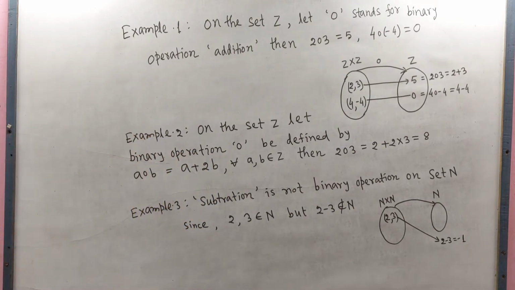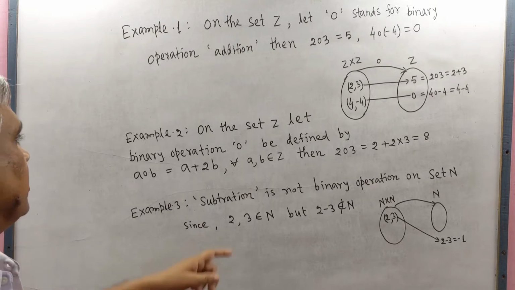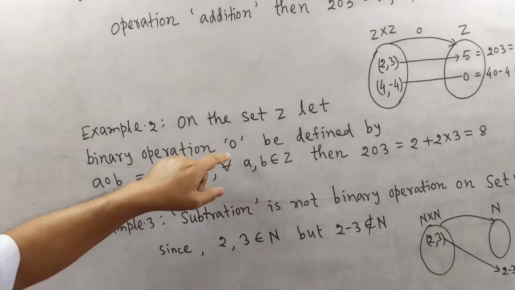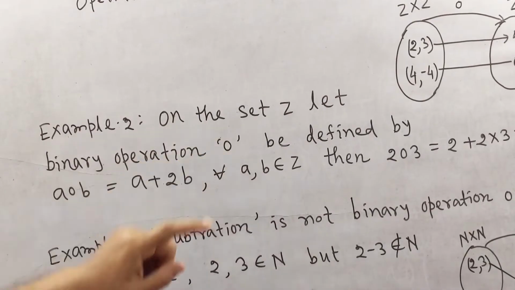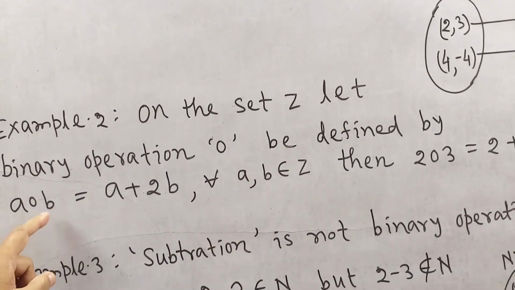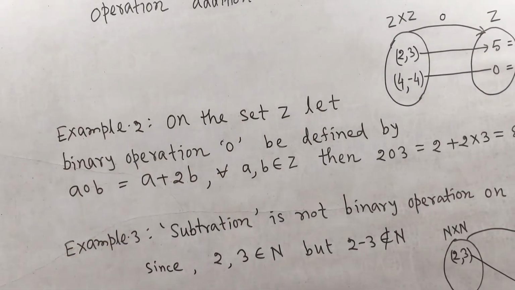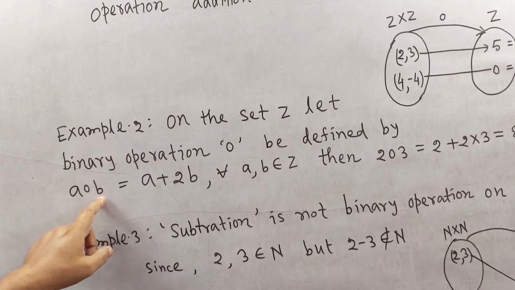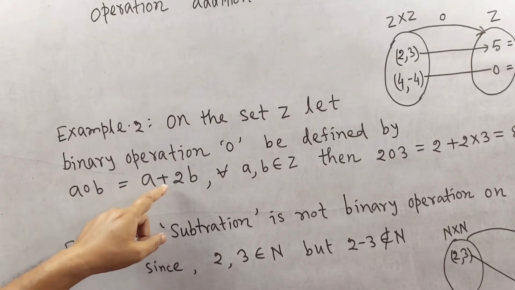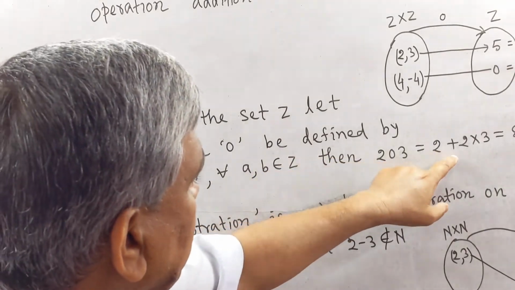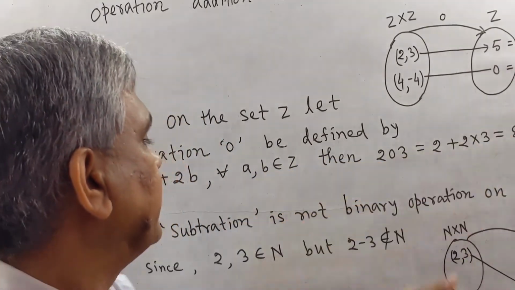Example 2. Let Z be the set of integers and the binary operation is defined as A operation B is A plus 2B for all (A, B) belongs to Z. Then 2 operation 3 equal to 2 plus 2 into 3, that is equal to 8.